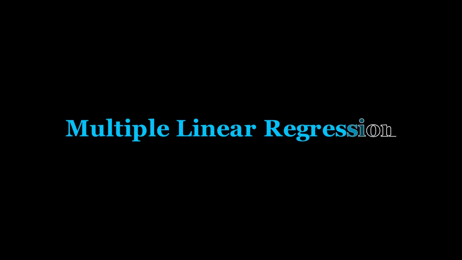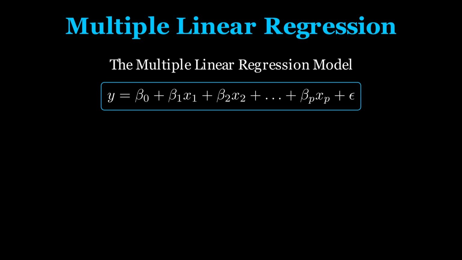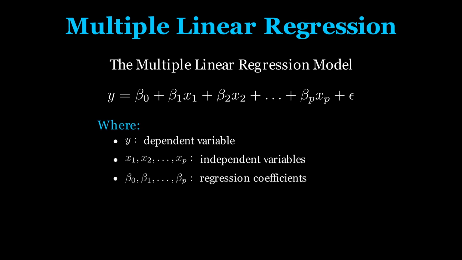Welcome back. In this video, we extend simple linear regression to the case of multiple independent variables. When more than one independent variable is involved, we call this multiple linear regression. The multiple linear regression model expresses y as a linear combination of p independent variables, x1 through xp, plus an intercept and an error term.